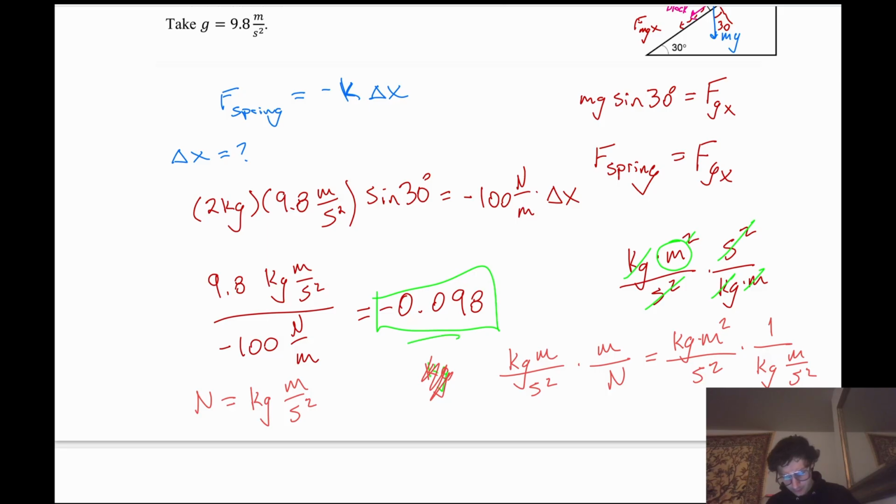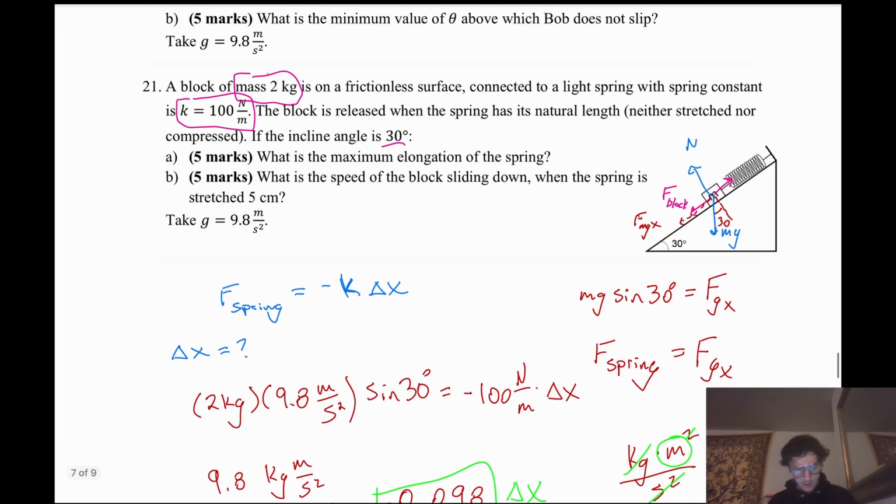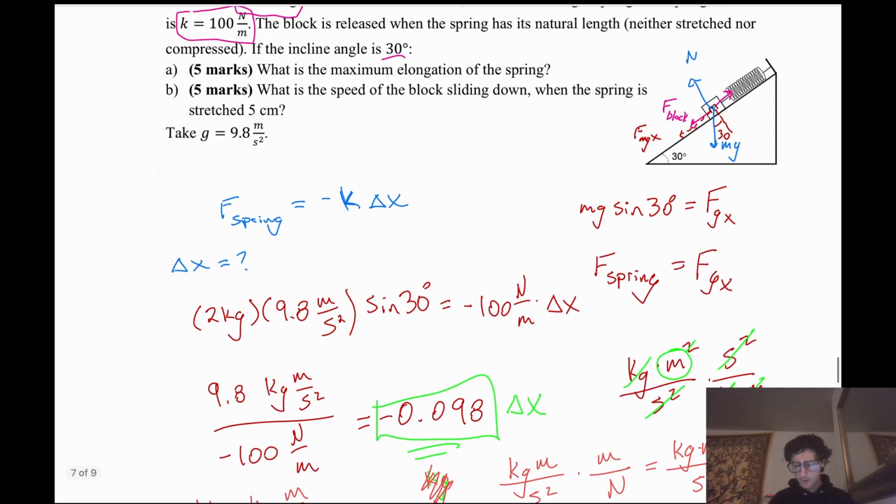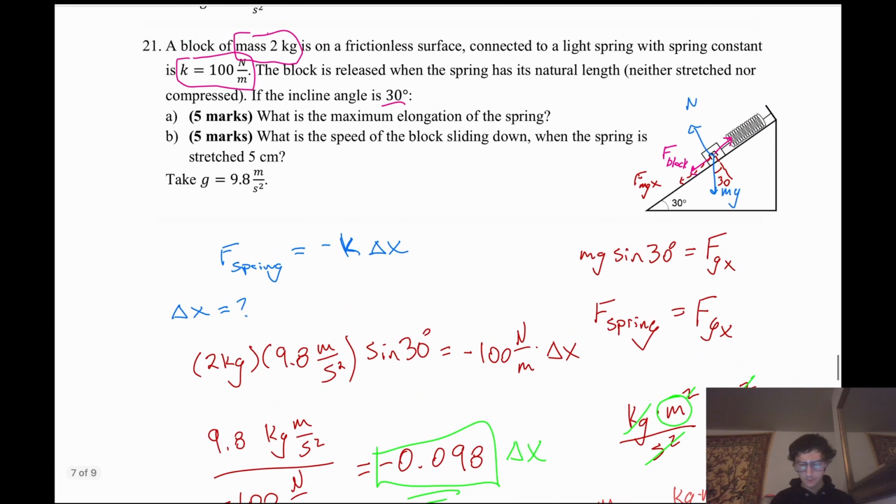Boom. This one over here. Delta X. What is the maximum elongation of the spring? It's negative 0.98 meters, or you could just say 0.098 meters. Forget the negative. The negative is just how we define the coordinate system.